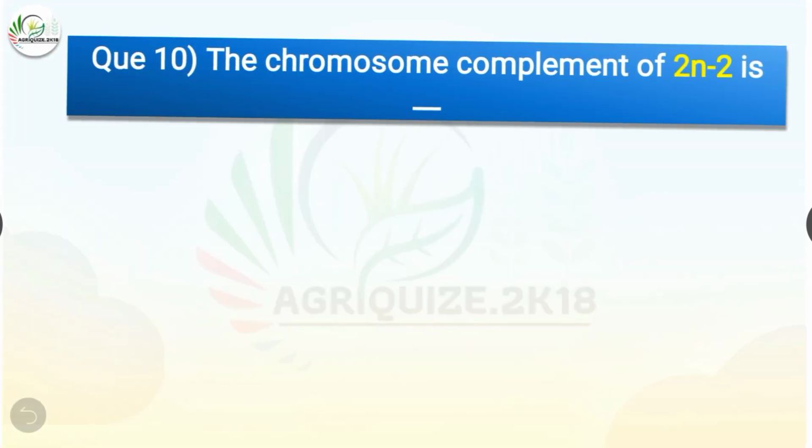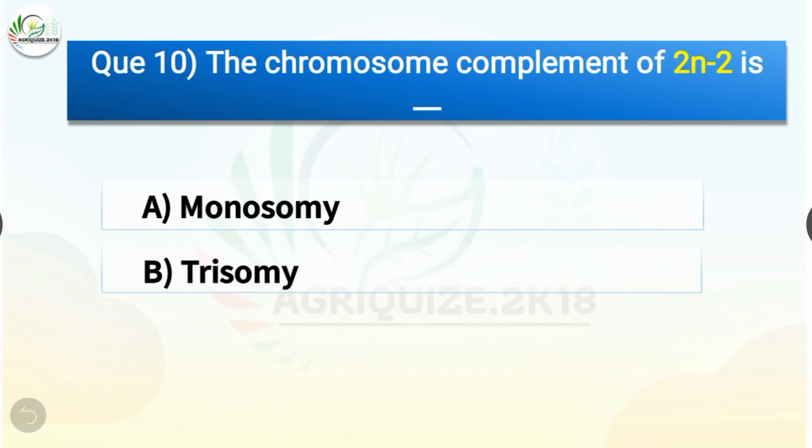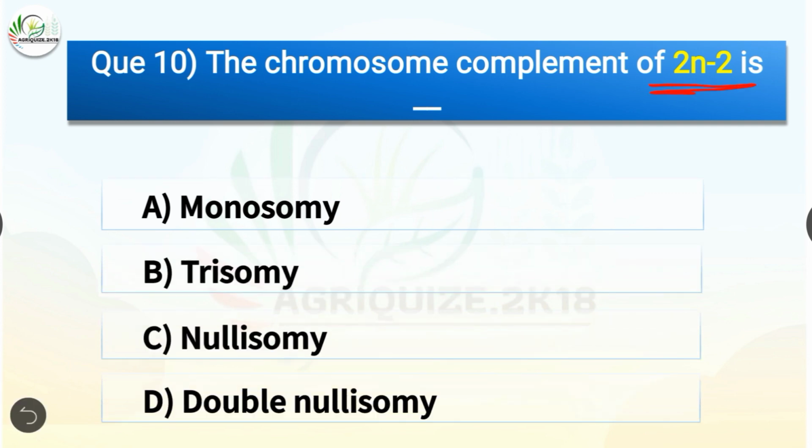Question number 10. The chromosome complement of 2n-2 is dash. The options are monosomy, trisomy, nullisomy or double nullisomy. The correct answer is option C, nullisomy. So the chromosome complement of 2n-2 is nullisomy. In nullisomy, 2 chromosomes are missing and the chromosomal composition is represented by 2n-2.